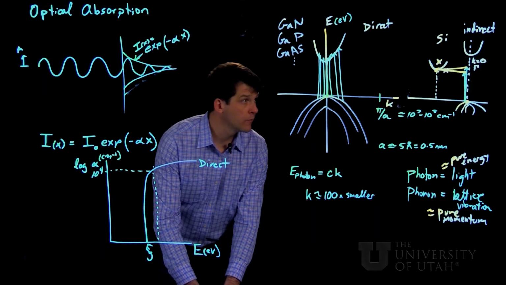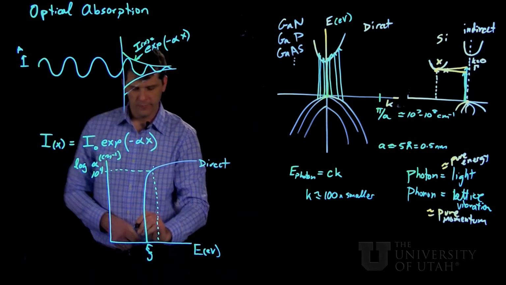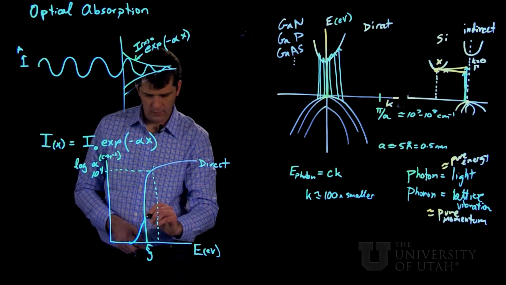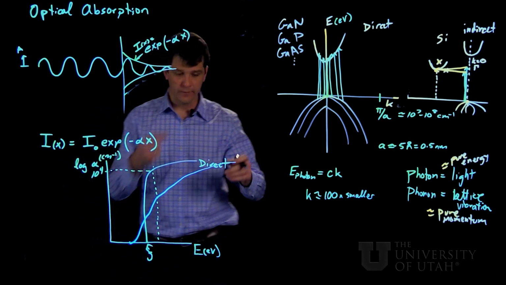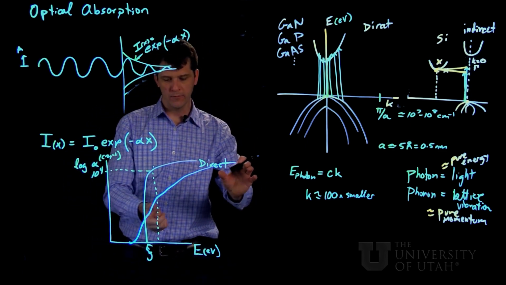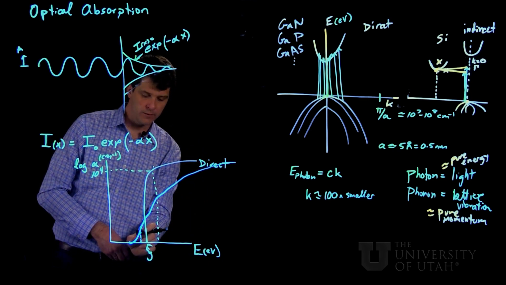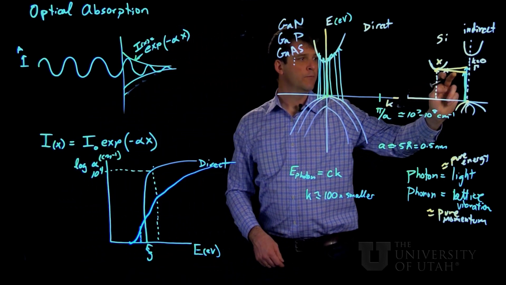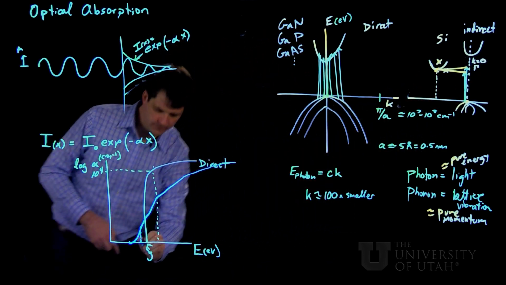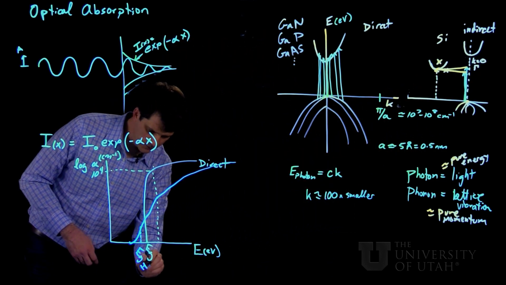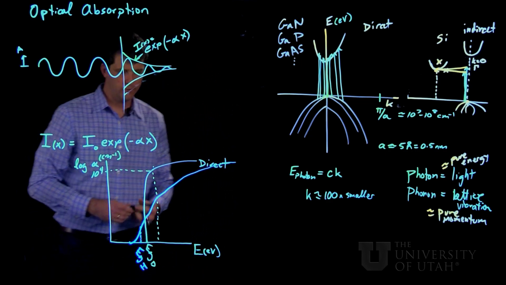Now for an indirect gap material, that rise is a lot slower. And so you see something that rises more gently. Eventually it'll reach the same very high values in the 10 to the 5, 10 to the 6 range, but that's at very high energies above the band gap. And you'll see the onset of absorption actually below the nominal band gap because of this transition here involving the absorption of both a phonon and a photon at the same time. So this is the indirect materials behavior, and this is the direct gap materials behavior.